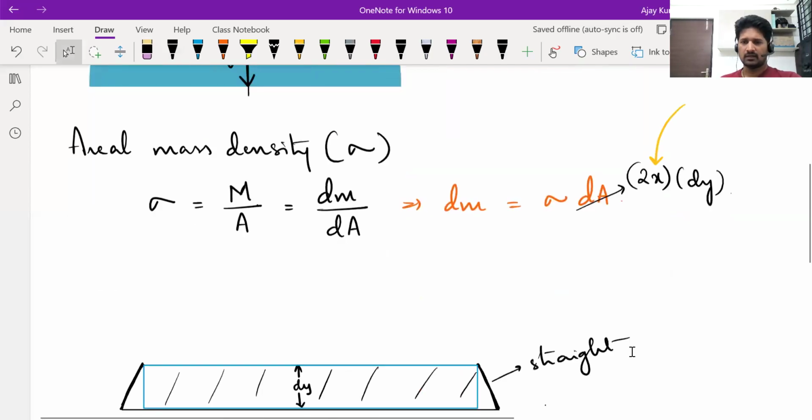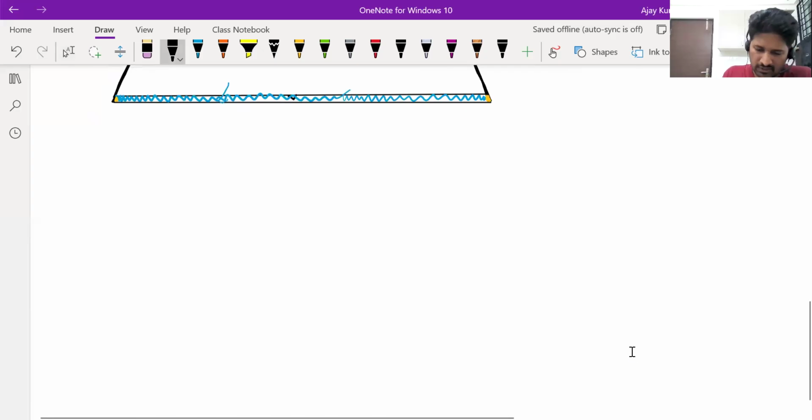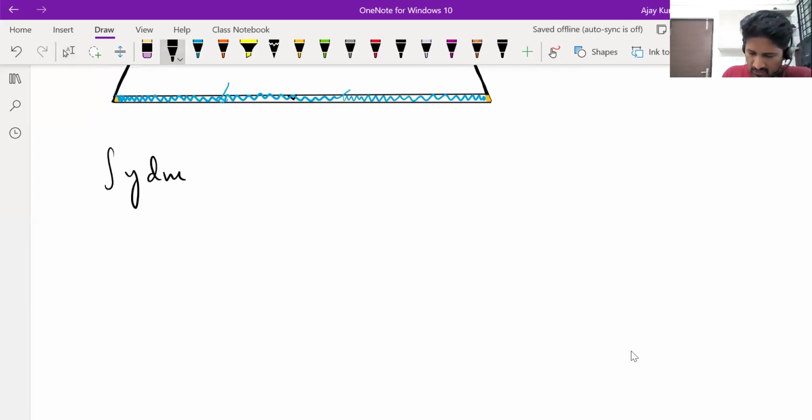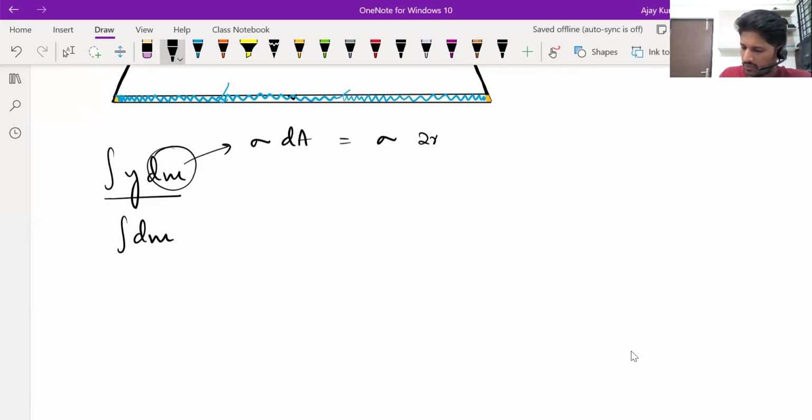Our aim was to integrate y dm and divide by the total mass, integral dm. To do this, we are trying to express dm in terms of dy, but we got it like this: dm is equal to sigma into dA, where the area is now expressed as 2x into dy. So we have introduced another variable x. We won't be able to integrate now. You can't integrate x with respect to y. Now what you have to do is get a relation between x and y.